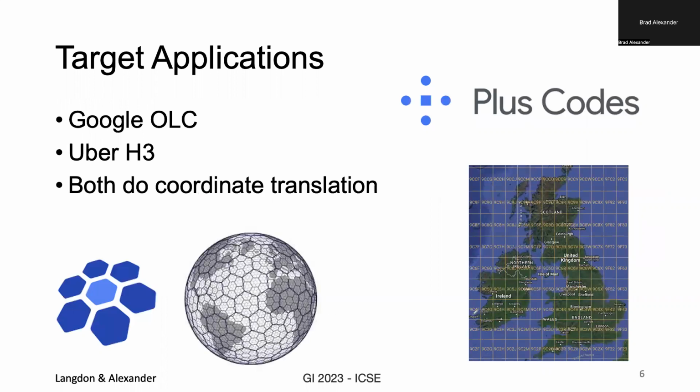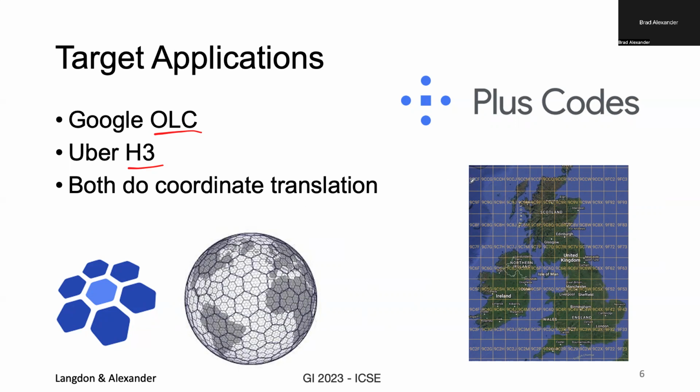Now, a little bit about the target applications. Google's Open Location Code and Uber's H3 essentially do a similar thing in terms of converting longitude and latitude coordinates or other specifications of coordinates, but in this case, we're converting longitude and latitude to geocodes. These are nice structured strings that specify a particular location on the planet. They both work on prefix notation.